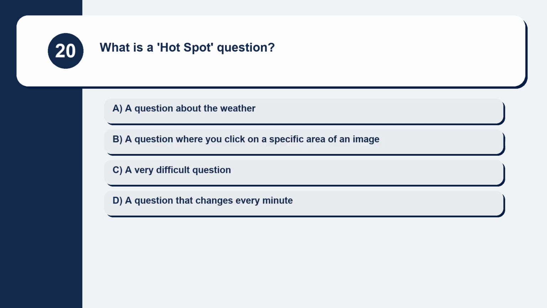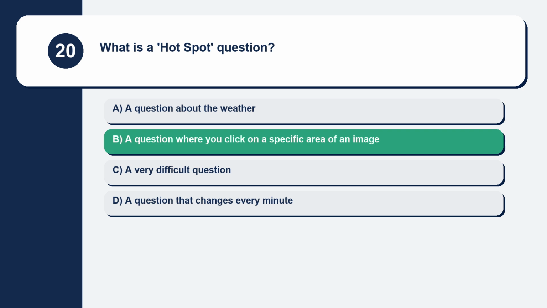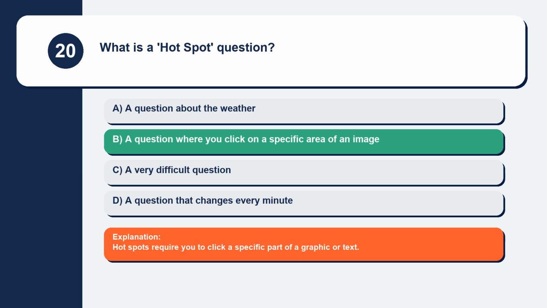Question 20. What is a hotspot question? A question about the weather. A question where you click on a specific area of an image. A very difficult question. A question that changes every minute. Hotspots require you to click a specific part of a graphic or text.